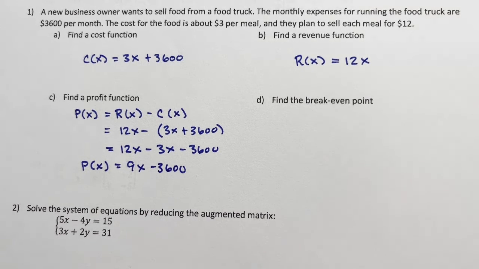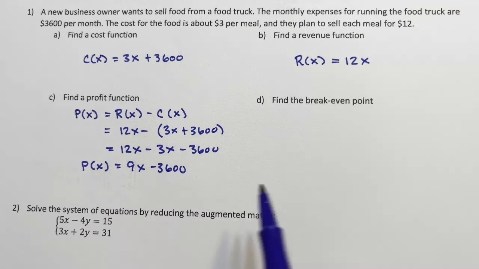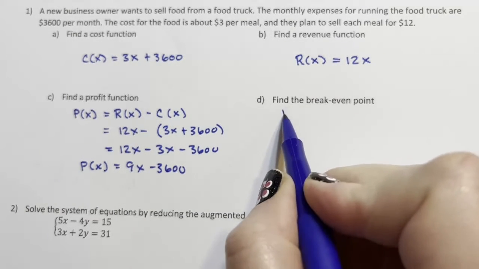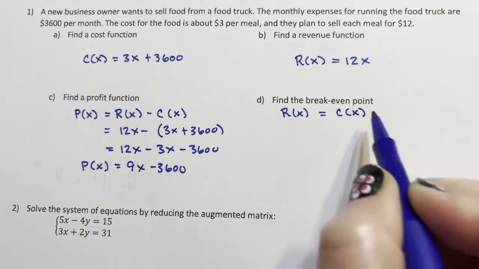As for the break-even point, I could set the profit equal to 0. That's fine. That will work. The thing is, if you're not asked to find the profit, you would have to then find the profit first. Or if you did something wrong with your math, like you didn't distribute the negative or anything else, you'd be finding the wrong break-even. So for break-even, what I usually do is I set the revenue equal to the cost, because that's what break-even is.